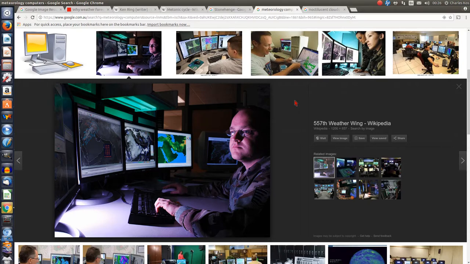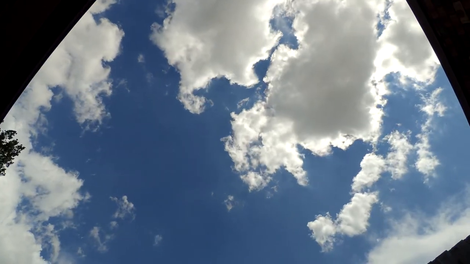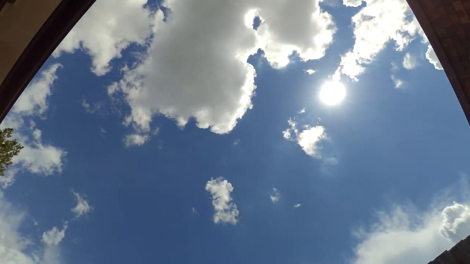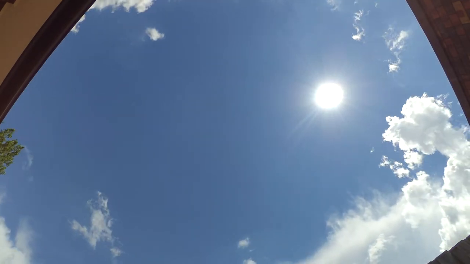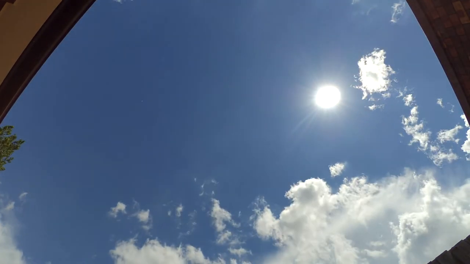I mean, clouds are almost like crystals. They're crystallizing and recrystallizing and uncrystallizing. Look at this time lapse that I did. They're just changing all the time. So these guys are wrong.